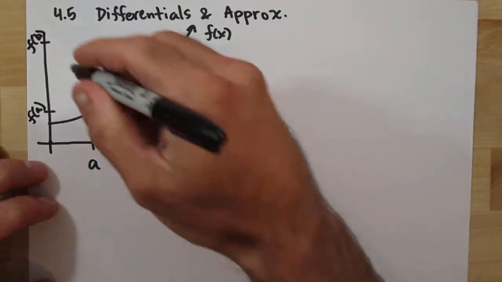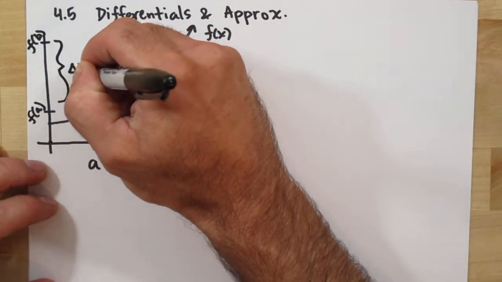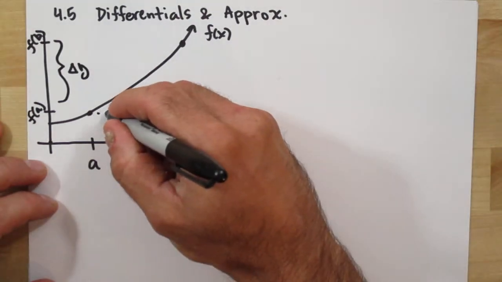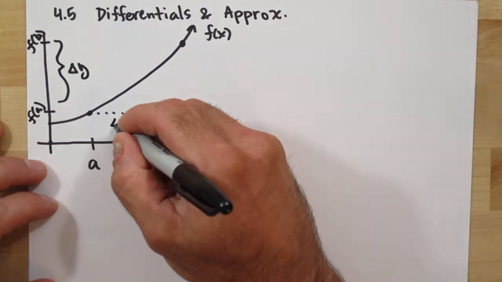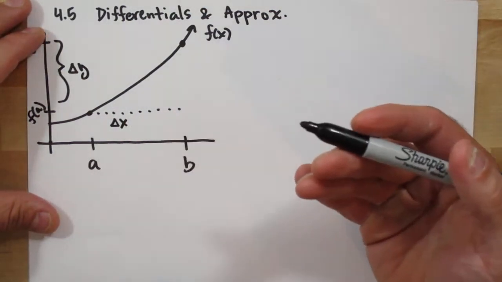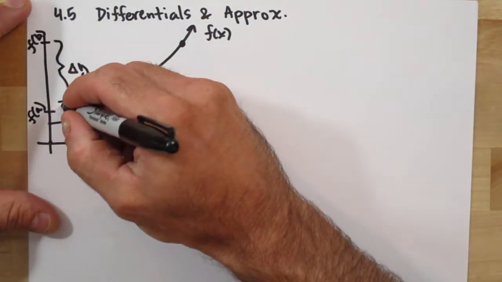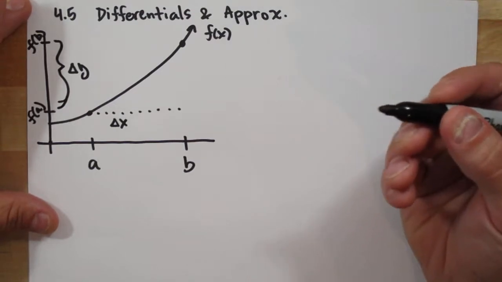All right, so this distance here is commonly referred to as delta y, right? The same is likewise on the independent variable, where this is called delta x. Now what's interesting is we can estimate this delta y, which should really stretch down to there. We can estimate delta y by using the derivative.